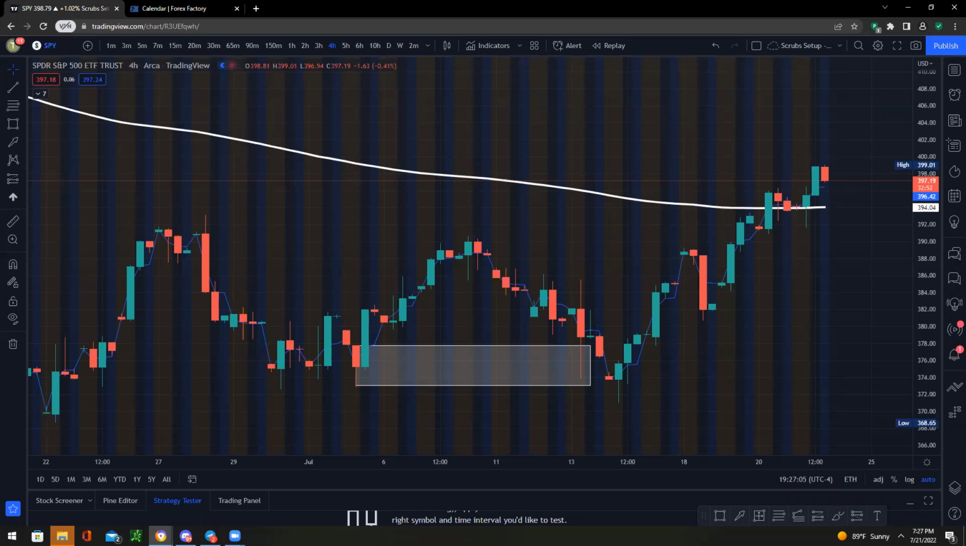Are pattern breakouts high probability trades? Yes and no. It depends on the market environment. It depends on which trend we're talking about. It really depends on a lot of different things.